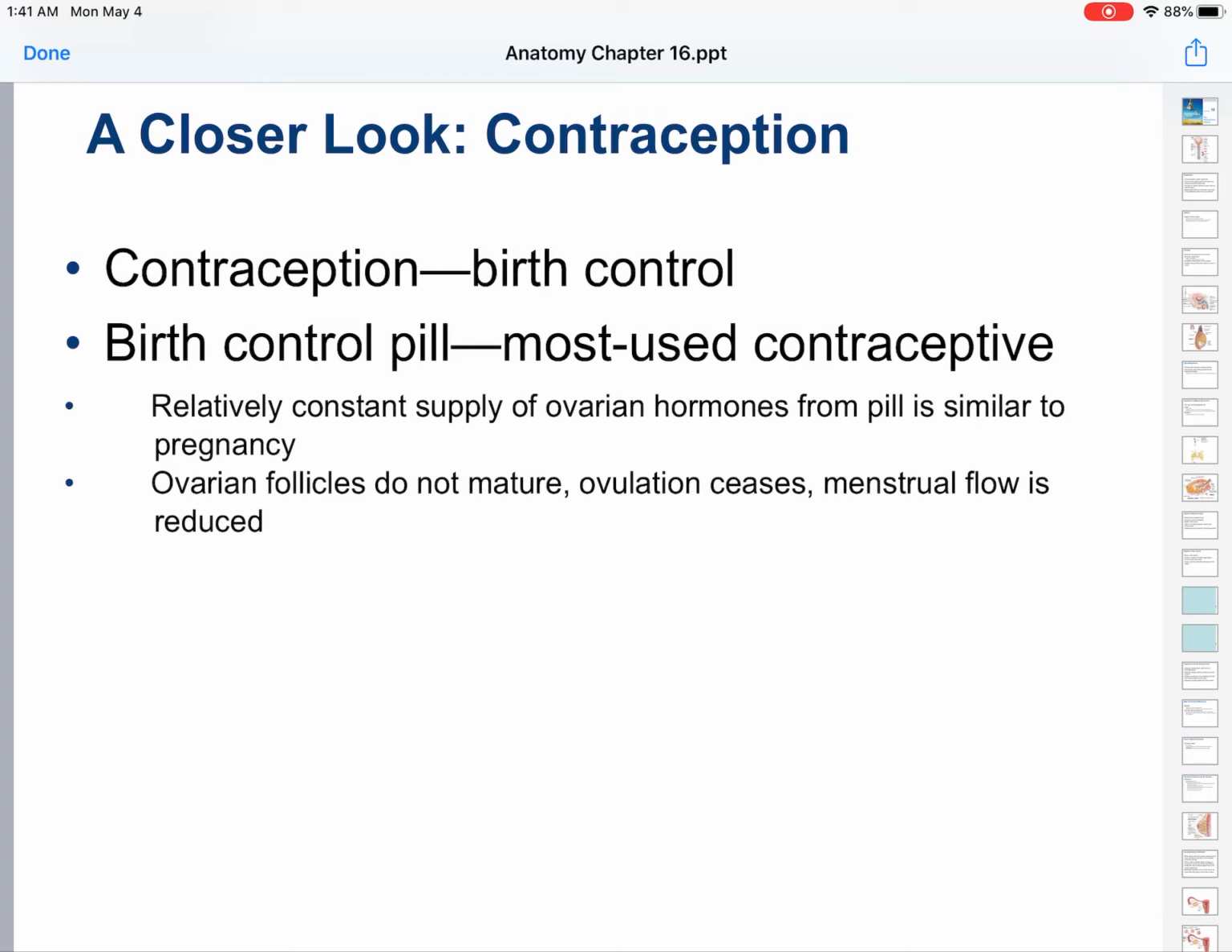Let's say you don't want to get pregnant. That is called contraception or birth control. The most common used contraceptive is the pill, the birth control pill. This releases a relatively constant supply of the ovarian hormones. This tricks your body into thinking that you are already pregnant, and your body thinks, I do not need to.